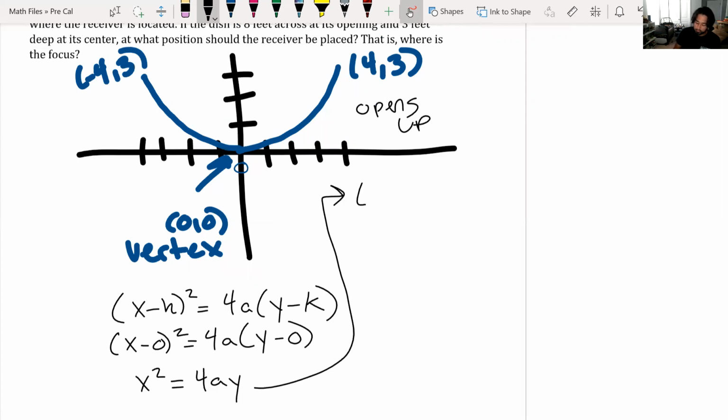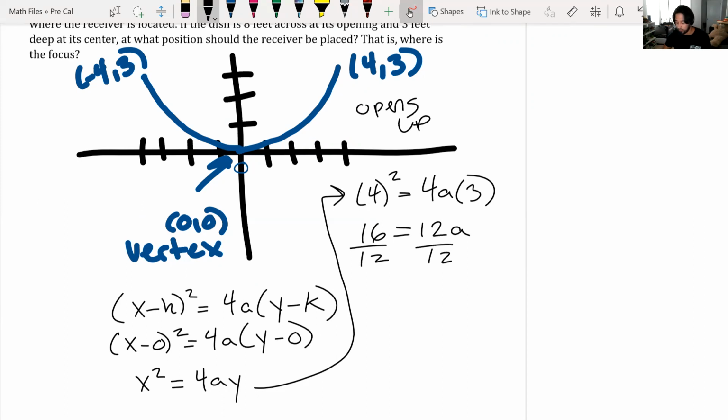So I'll have 4 squared equal to 4A times 3. I plug in 4 for X, 3 for Y. We get 16 equals 12A. Divide by 12. And you'll get 16 over 12, which reduces to 4/3 equal to A.